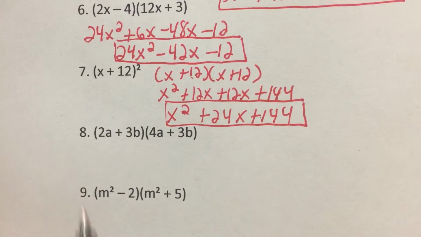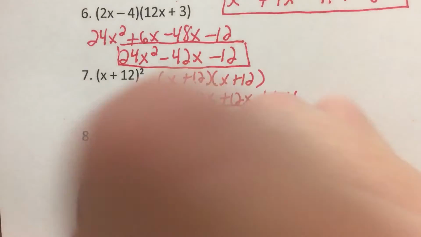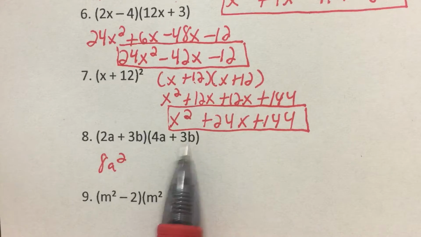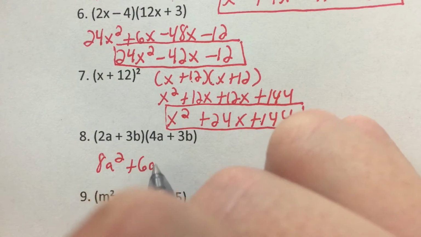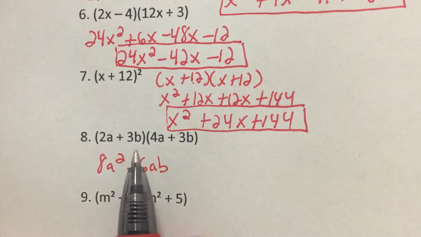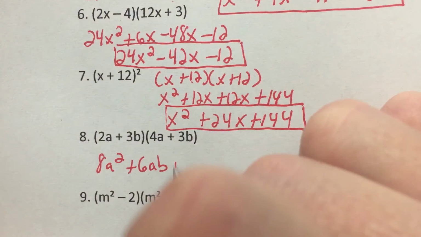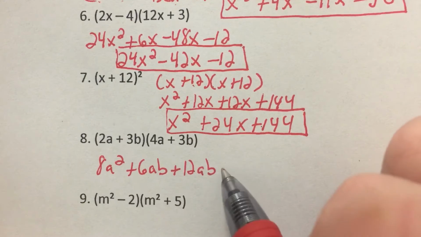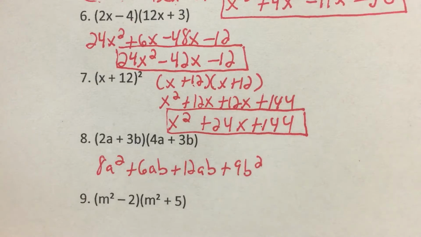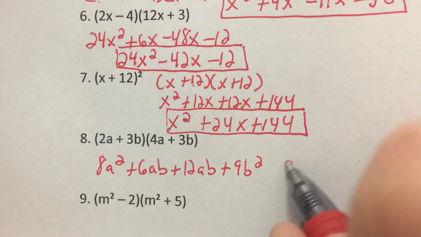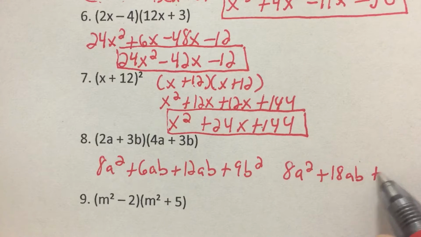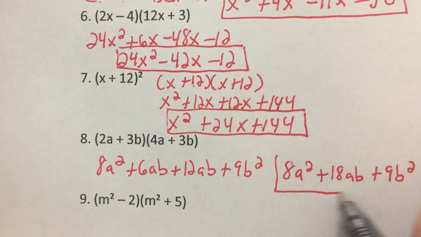How about number 8? 2a, 4a, 8a squared. 2a and 3b, 6ab. 3b and 4a, 12ab. 3b and 3b, 9b squared. 6ab plus 12ab gives you 18ab in the middle, so you end up with 8a squared plus 18ab plus 9b squared.